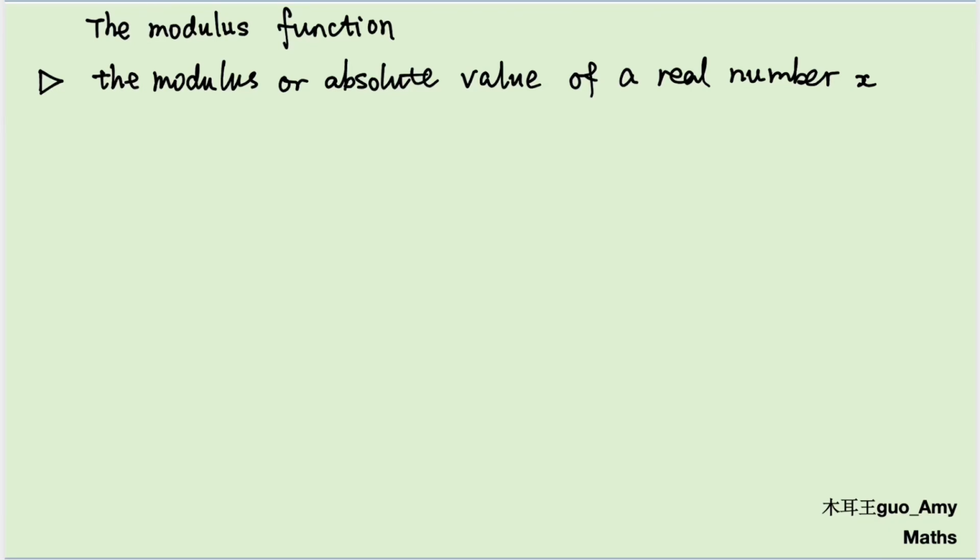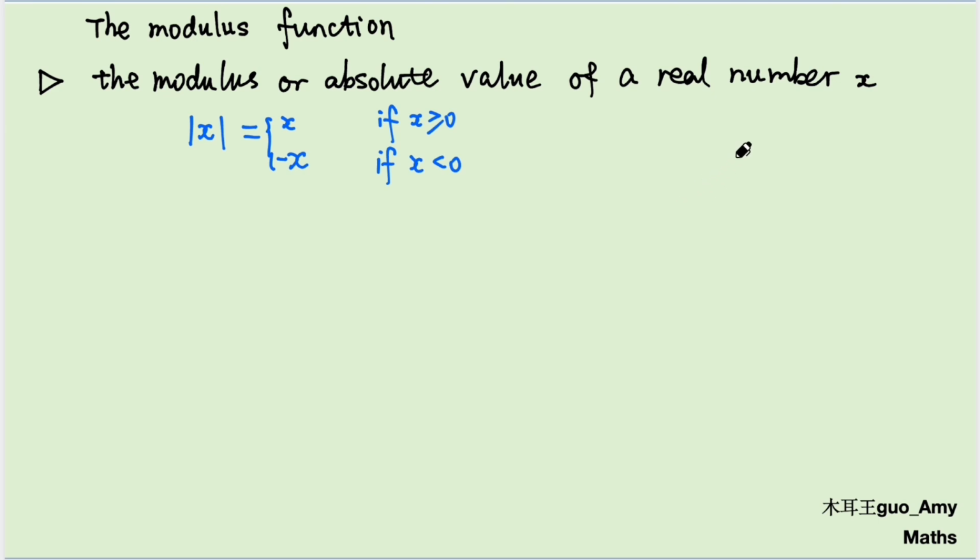In this video, we are going to look at the modulus function. We will start with the modulus or absolute value of a real number x, which is denoted as the absolute sign of x. It is defined in this way. If x is greater than or equal to 0, the absolute of x is just x. If x is less than 0, the absolute of x is the opposite of x.